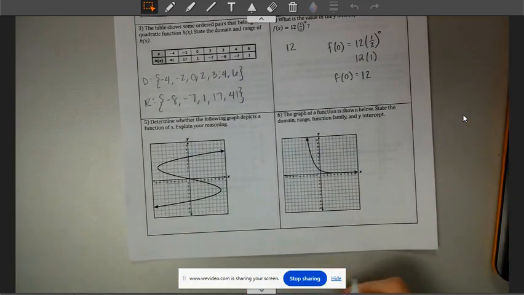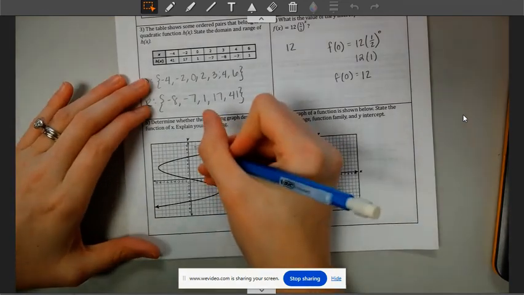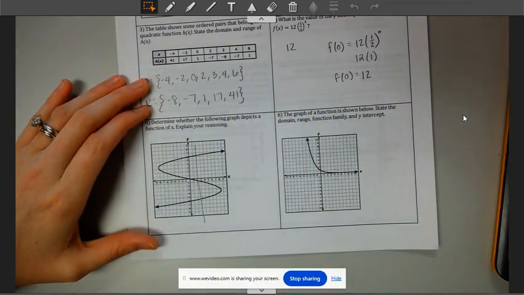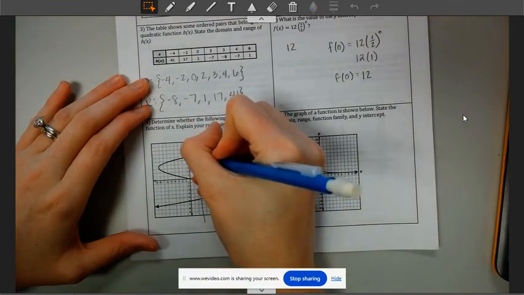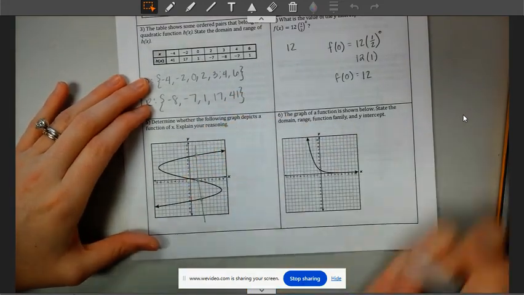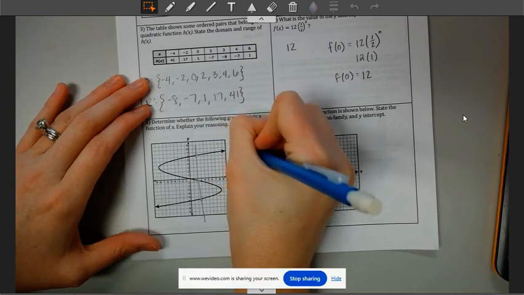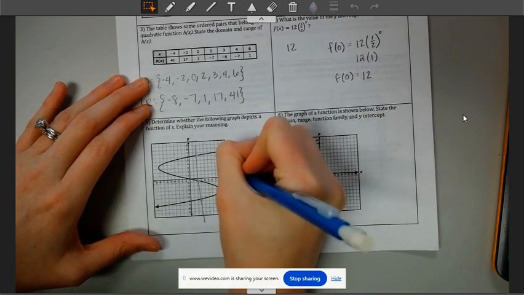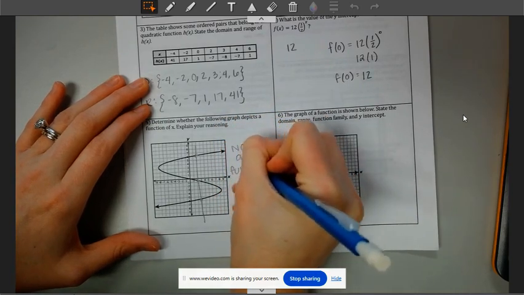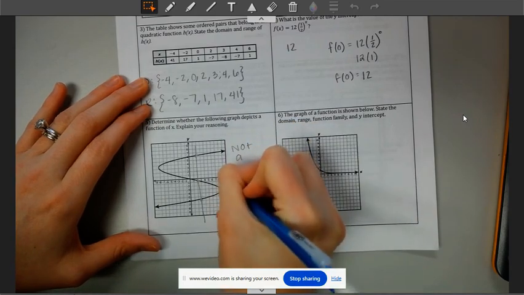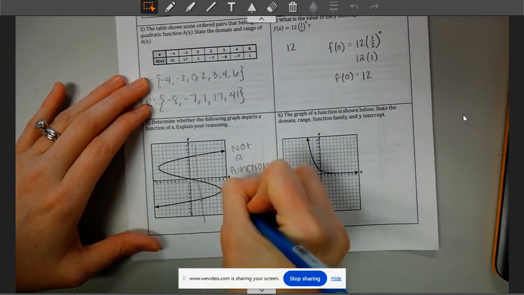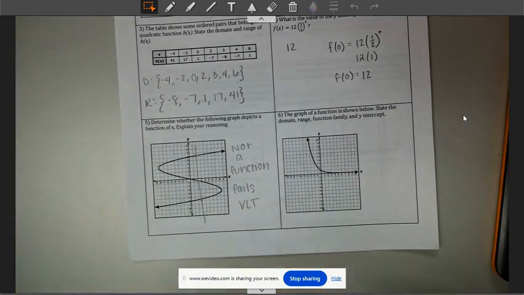Determine whether the following graph depicts a function of x. Explain your reasoning. For function, we're just looking at the vertical line test. If I put a vertical line on this graph, I touch multiple points. If it touches multiple points, you're going to say not a function. This fails the vertical line test, or the VLT.